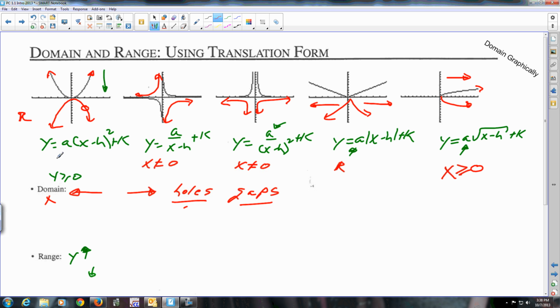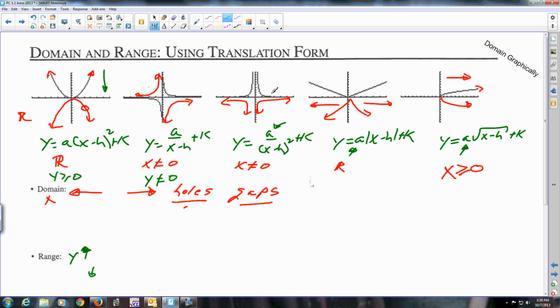Let me go back and put the domain right here with it. Okay? So on this one, can we go as high as we want? Yeah. As low as we want? Yep. Are there any gaps? Yes, there's a gap at 0. So y also can't be 0.